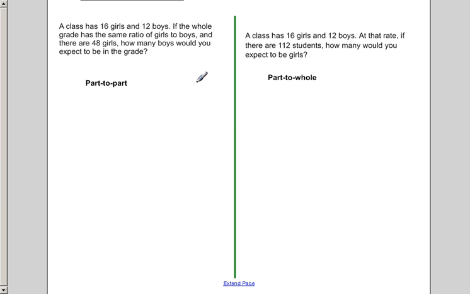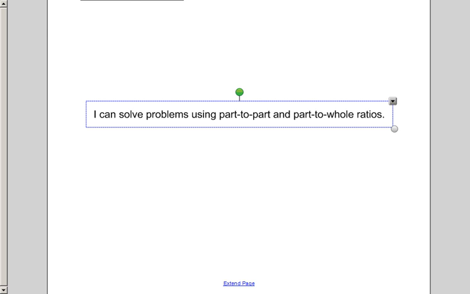So now try those on your own. And so you should have gotten 36 boys. And so you should be prepared now to solve problems using part-to-part and part-to-whole ratios. So go ahead and practice those in your journals.